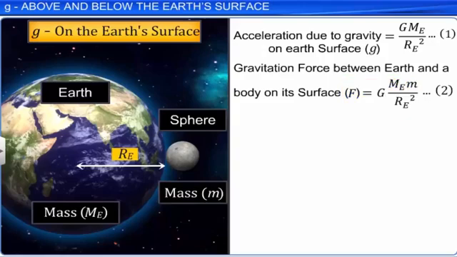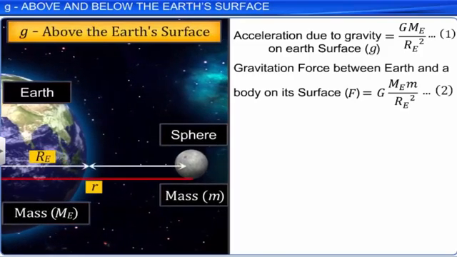Now let us assume that the body, that is the sphere, is taken away from the surface of the Earth to a height h, which is comparable to the radius of the Earth. The body placed at a given height experiences the gravitational force due to the Earth. It is represented in equation 3. F equals G Me into m divided by the square of Re plus h. This gravitational force on the body towards the Earth is its weight.